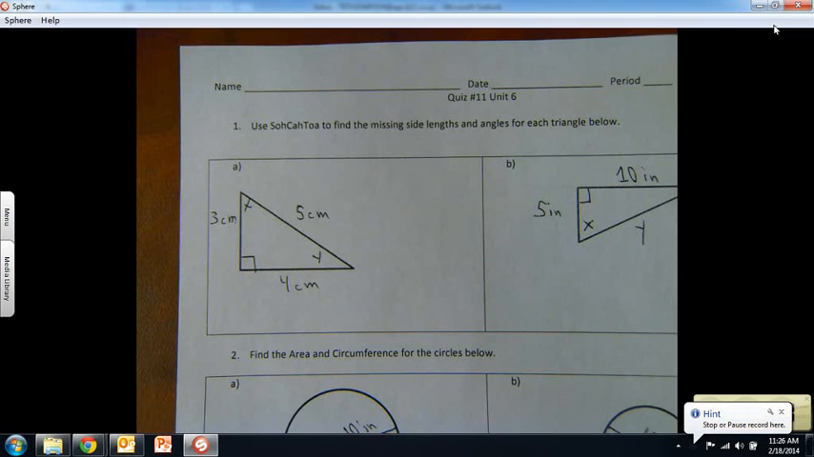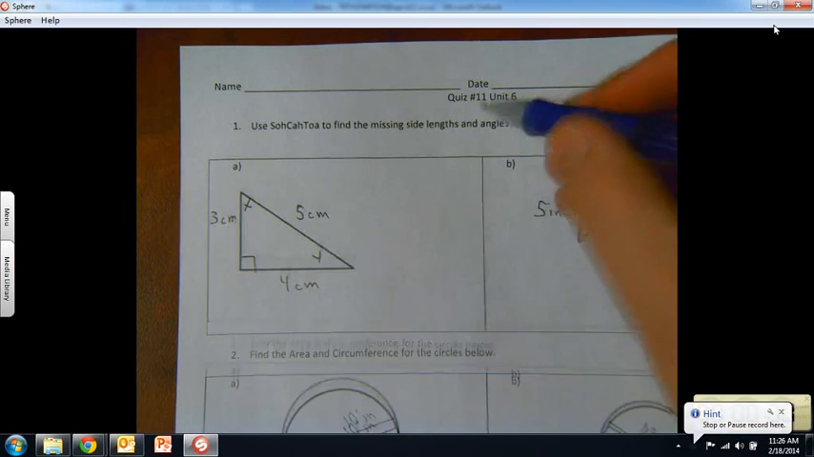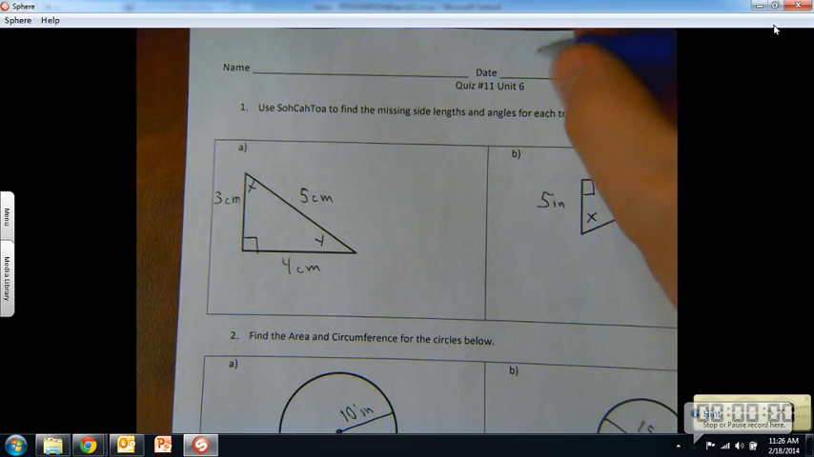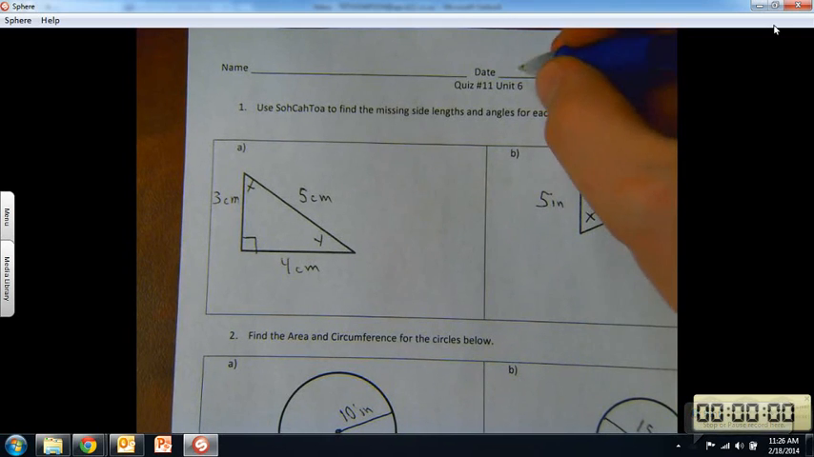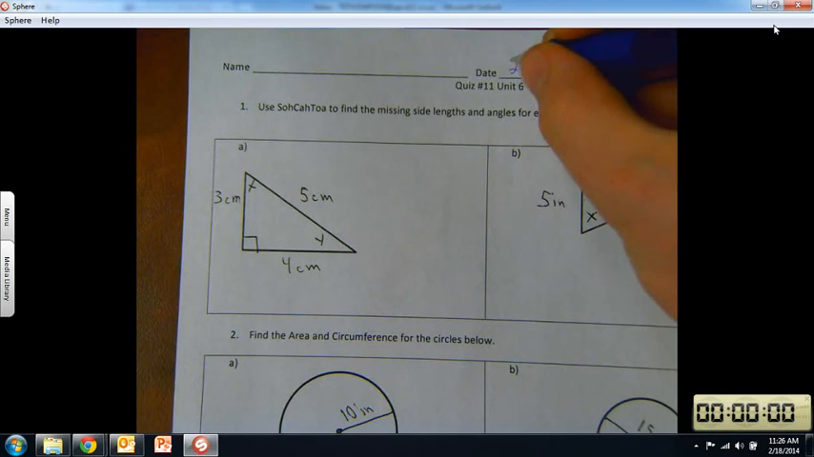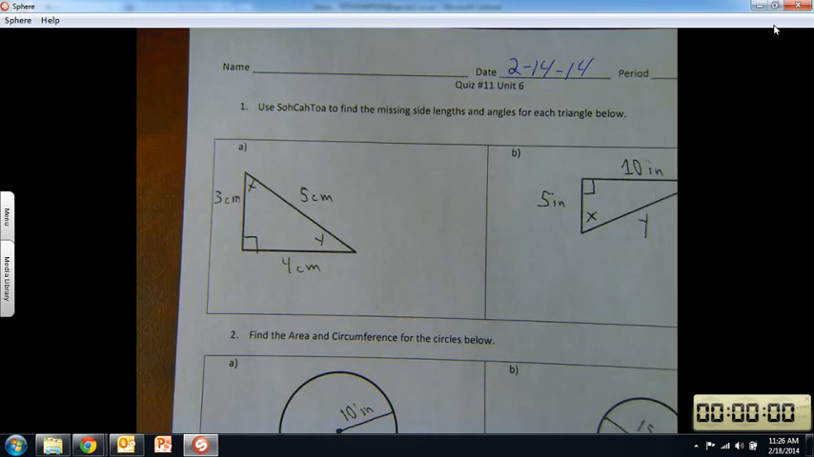Okay, in this quiz, this is quiz number 11, Unit 6. This was given on Valentine's Day to 1414 in my Core 3 classes. Let's go ahead and go over the quiz.